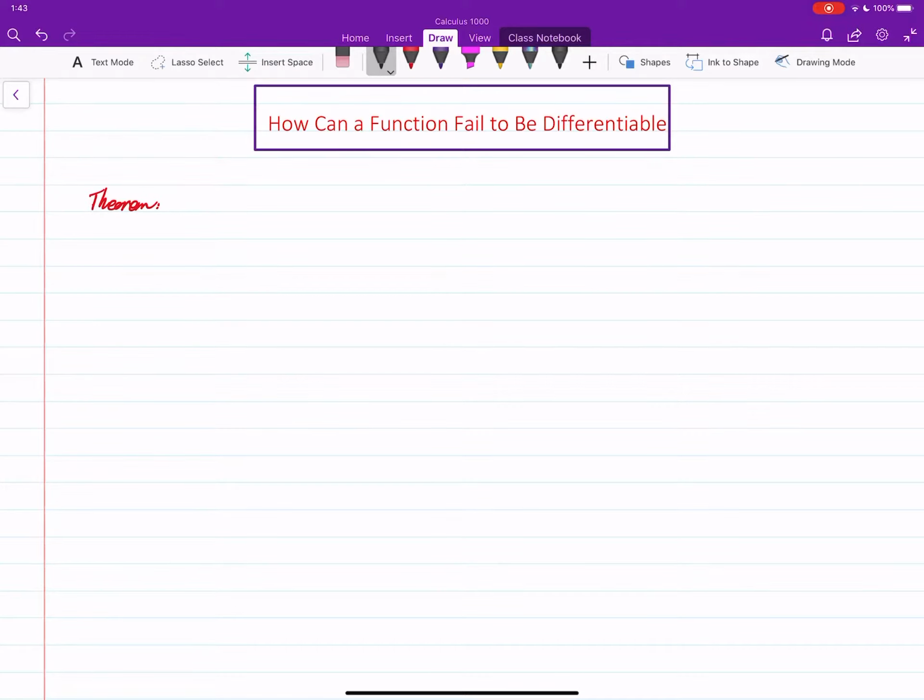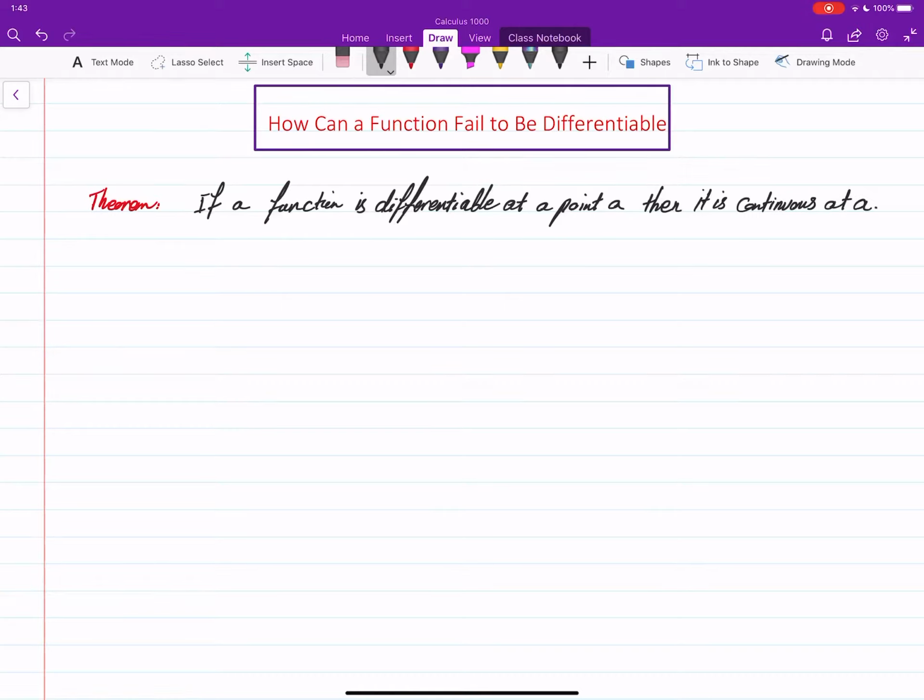It says if a function is differentiable at a point A, then it is continuous at A. Well, it means that differentiability is stronger than continuity. Okay, and how does the proof go in this case?